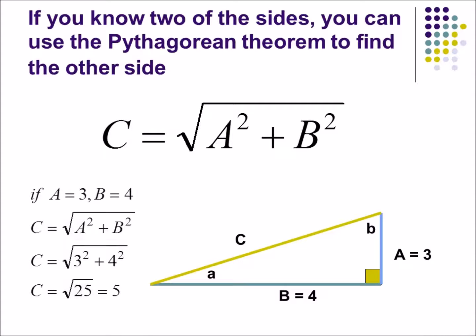So in this particular problem, if a is 3 and b is 4, c would be equal to the square root of 3 squared plus 4 squared, which is the square root of 9 plus 16, or the square root of 25, which is 5. This is one that you may even have memorized: that 3, 4, 5 triangle is a right triangle. The legs are 3 and 4, the hypotenuse is 5.